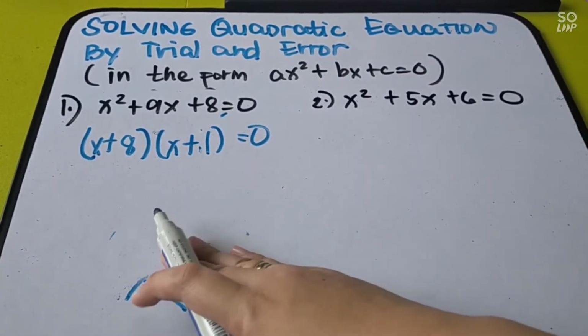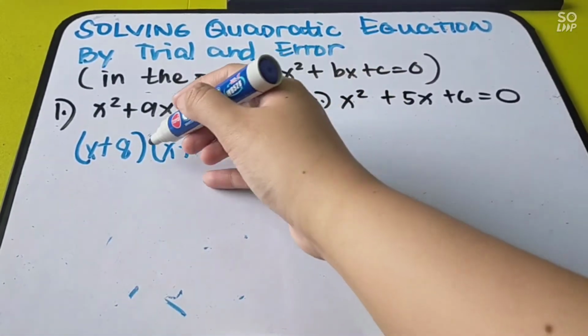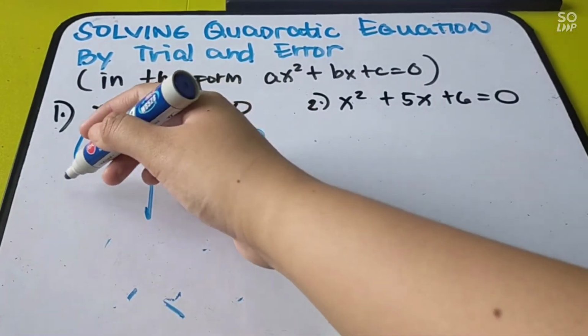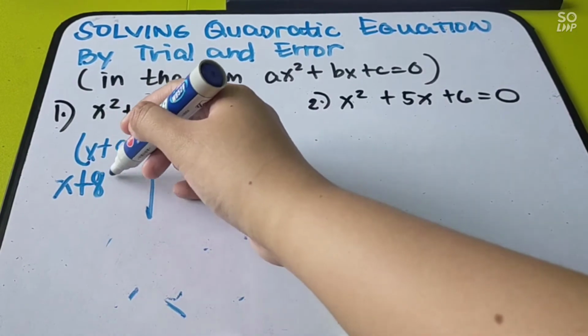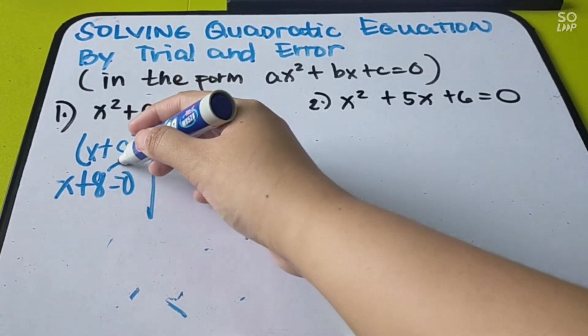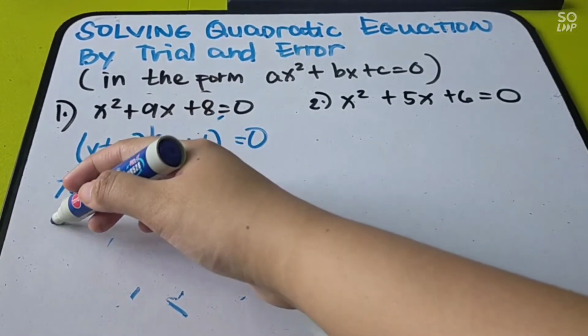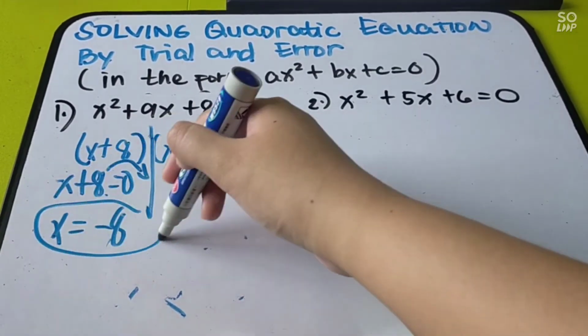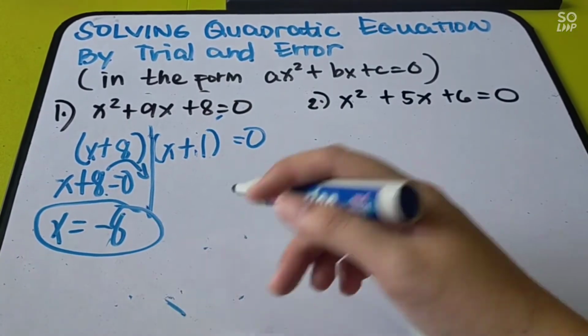After you have your correct factors, ano nang gagawin nyo? Separate the factors and equate it into 0. X plus 8 equals to 0. Then, solve for x. Just transpose. X is equals positive becomes negative. This is your first x. X equals to negative 8.